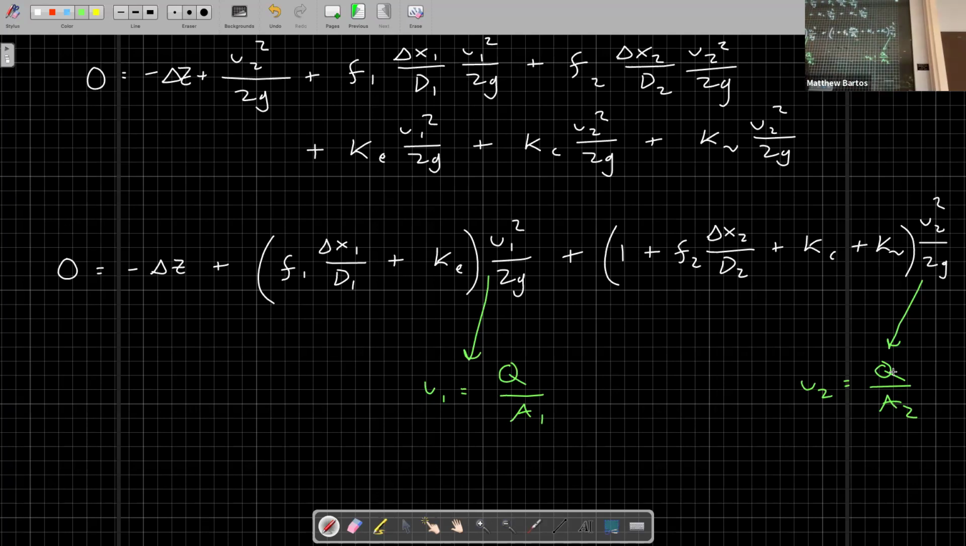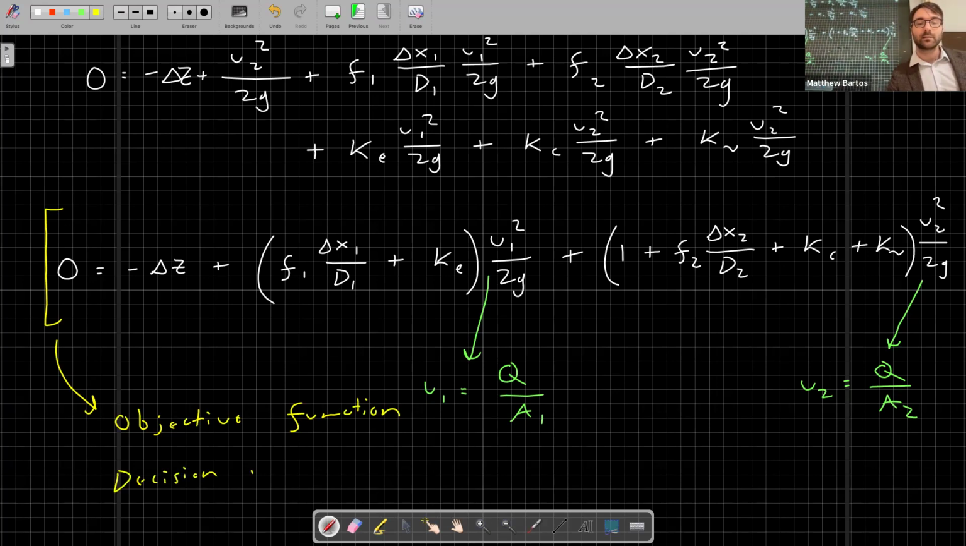All right, so we got about 10 minutes left. What I want to do is solve this problem. So basically this equation here is going to be our objective function, and our decision variable is going to be the discharge Q. We're basically going to keep trying different values of Q until this right-hand side of the equation evaluates to 0, meaning that our system of equations is satisfied. So let's go ahead and do that.